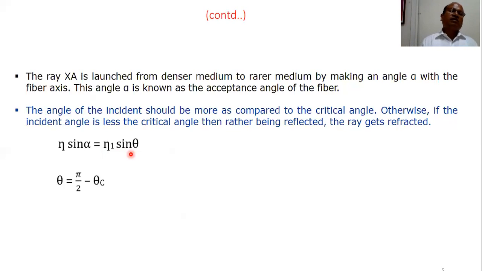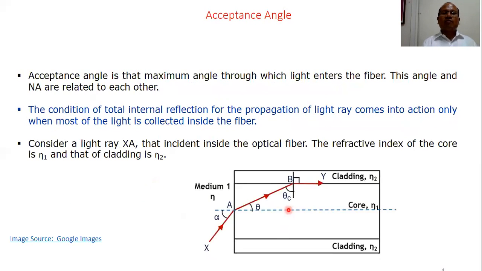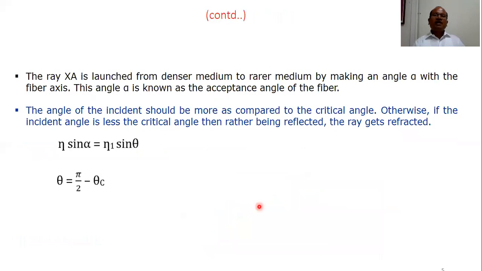What is the next equation? Theta is equal to pi by 2 minus theta c. Look at the diagram. Here, theta, theta c, and there is a perpendicular again. So if you add 90 degrees plus theta c plus theta, it will give you 180 degrees. So how can we calculate this theta c? These all three constitute together. Theta c plus theta will be 90 degrees. If you add theta plus theta c, it is pi by 2 radian or 90 degrees. So theta can be written as pi by 2 minus theta c.